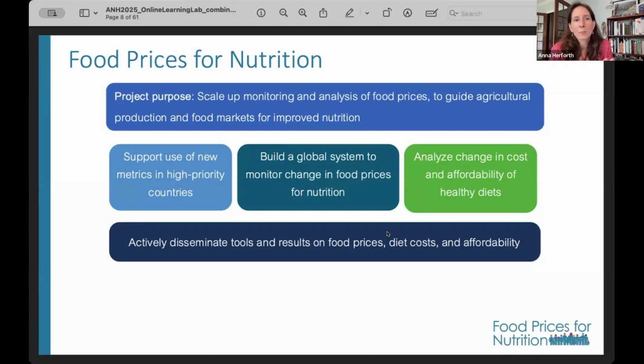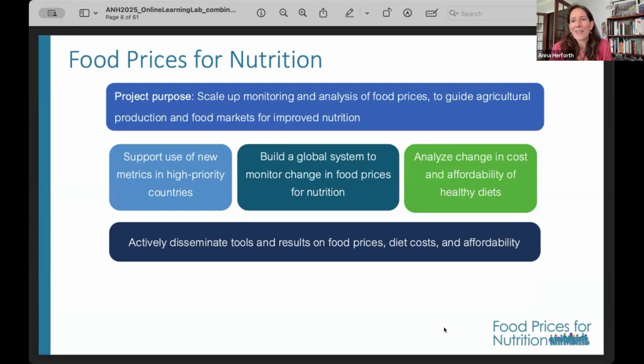We'll talk about those 3 areas in the policy section. And so within that overall purpose, our work has been to support the use of these metrics in high priority countries within the framework of this grant supported by Gates Foundation and what was UK Aid, now FCDO, to build a global system to monitor change in food prices for nutrition and also analyze changes in what's driving unaffordability of healthy diets.